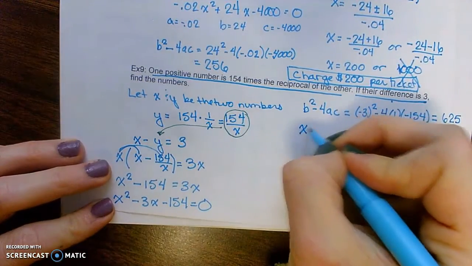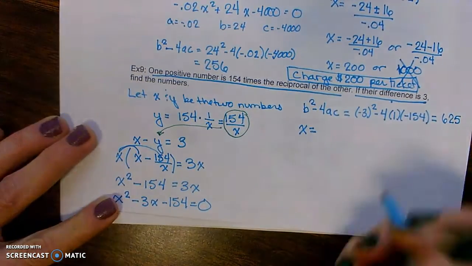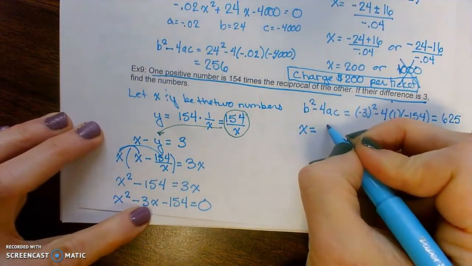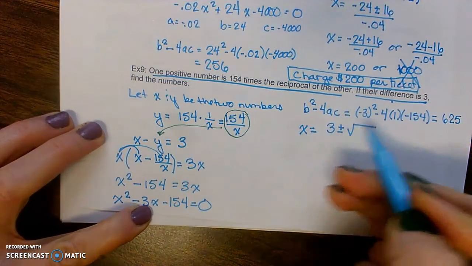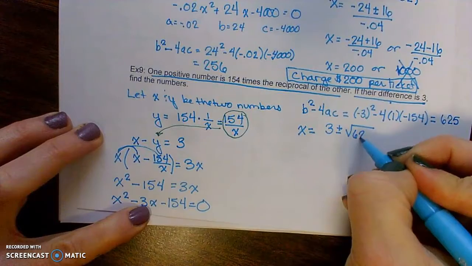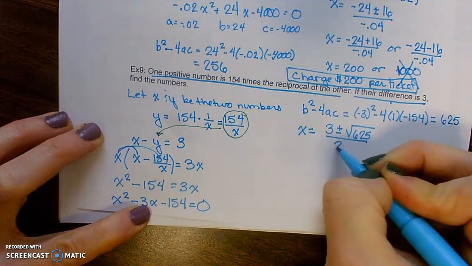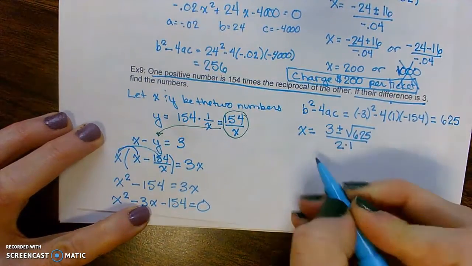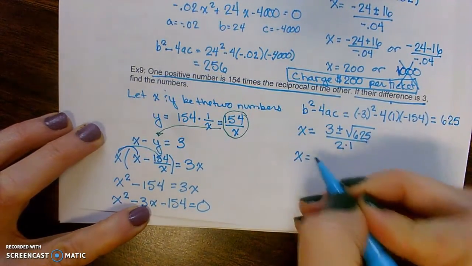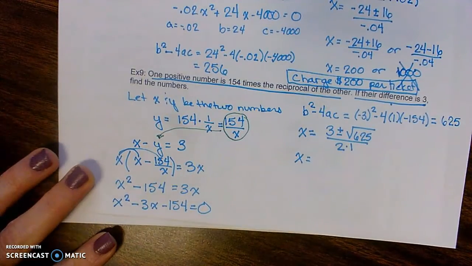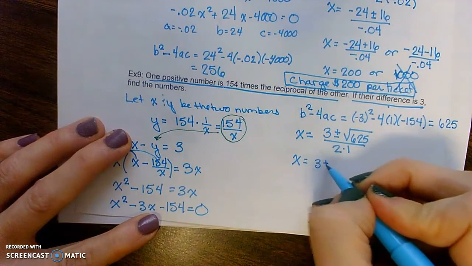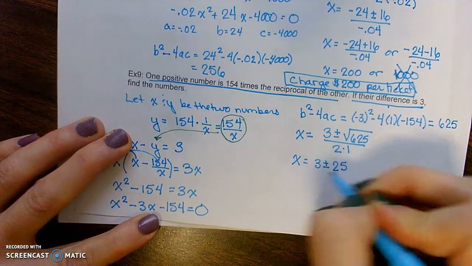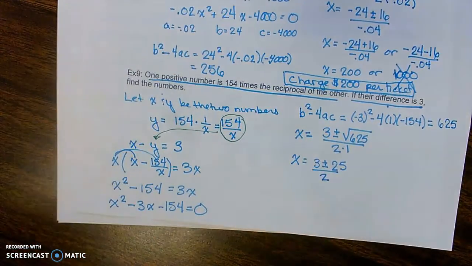And now I like to use that in the quadratic formula. So negative b, so it'll be a positive 3, plus or minus the square root of this thing I just found, all over 2 times a, which is 1. The square root of 625, that's 25. So you get 3 plus or minus 25, all over 2.